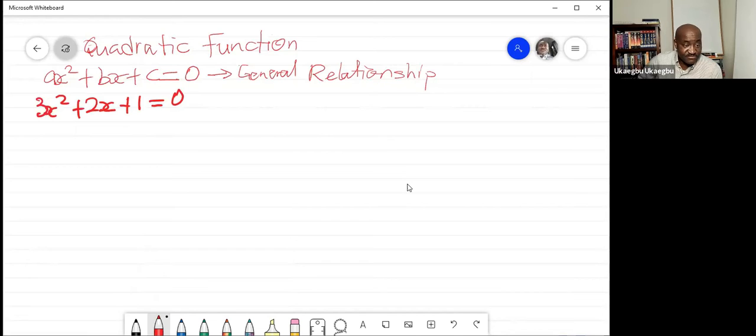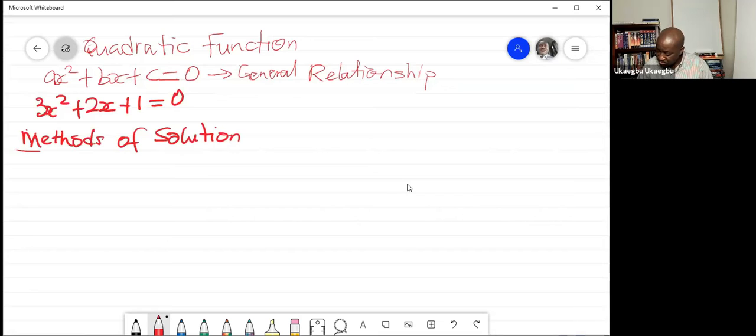Okay, now we have seen one example. So the question becomes, if we identify an equation to be a quadratic equation, what are the possible ways that equation can be solved? So that's what should come to your mind first. What are the possible ways that you can use to solve a quadratic equation? So let's write them out. You can call it method of solution. So what are the methods of solution?